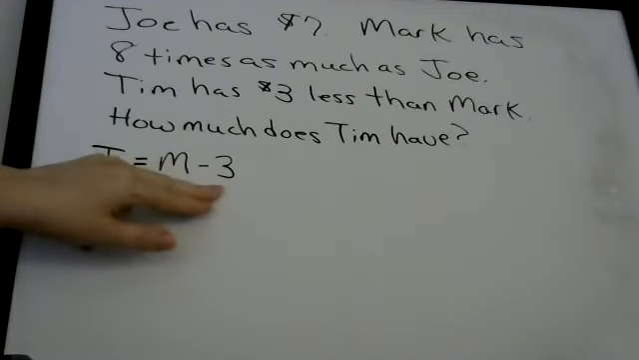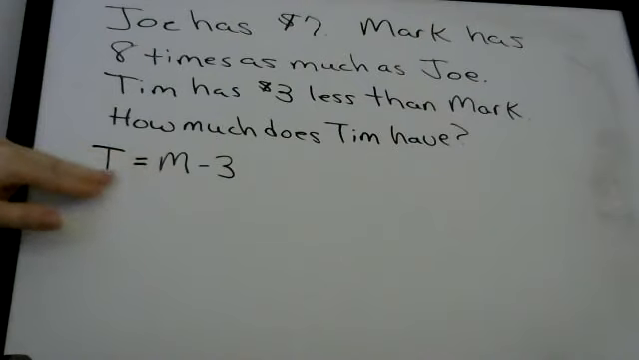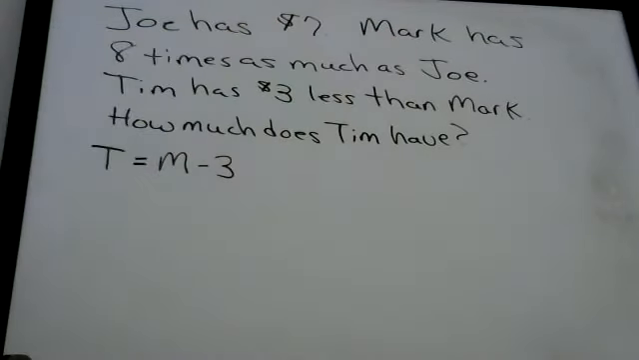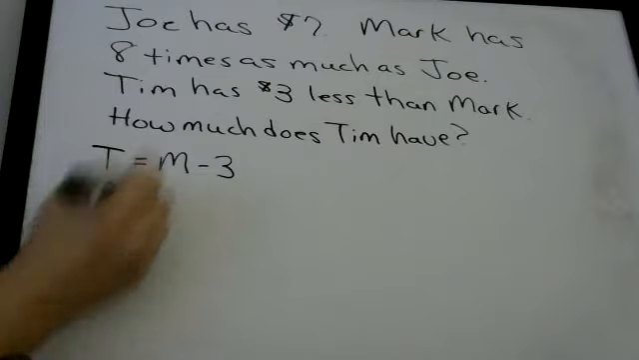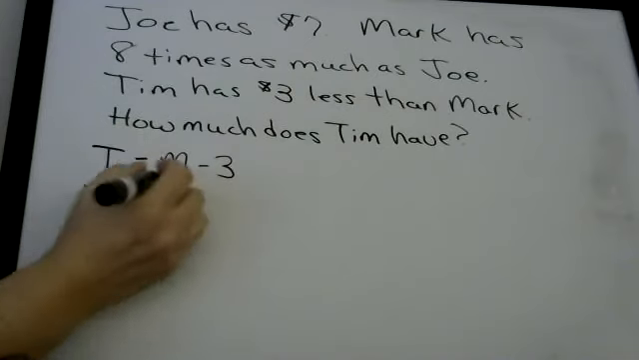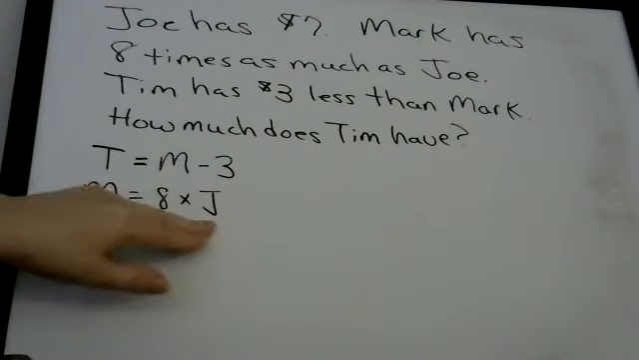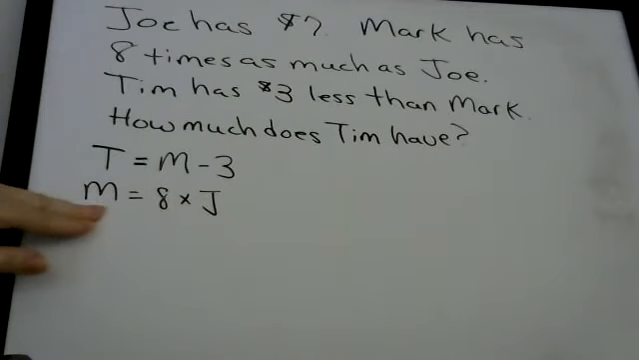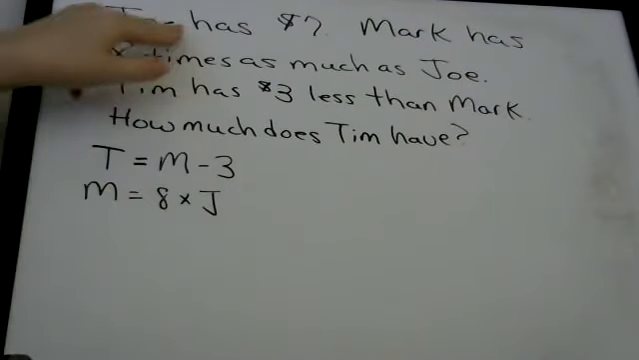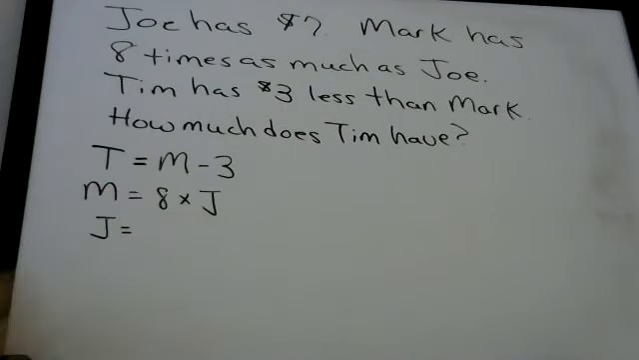But we don't know what Mark has yet, do we? So we need to solve for M, solve for Mark, before we can figure out what Tim has. How much does Mark have? M for Mark equals 8 times as much as Joe, 8 times J for Joe. So whatever Joe has, multiply it by 8. That's what Mark has. Now we need to know what Joe has. J equals 7.